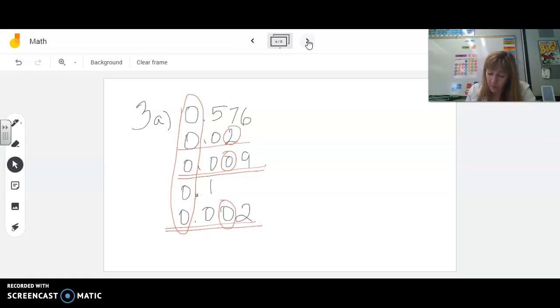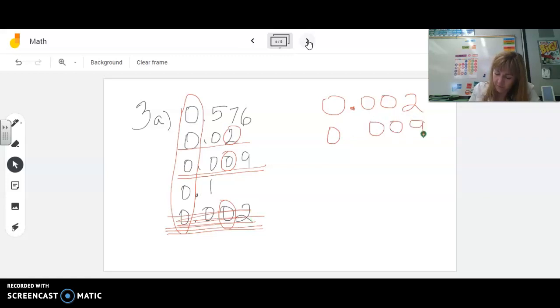Okay, so now I know it's going to be one of those 2. Okay, then I have to look at the 3rd number. There's a 9 and a 2. So which one's smaller? Well, it's the 2. So I know that that is the smallest number that I have in this group. Okay, so I'm going to cross it off. And then my next one was 0.009. Then I'll cross it off. Then my next smallest one was 0.02.